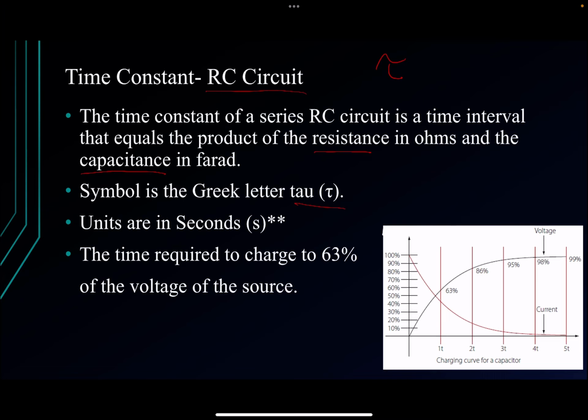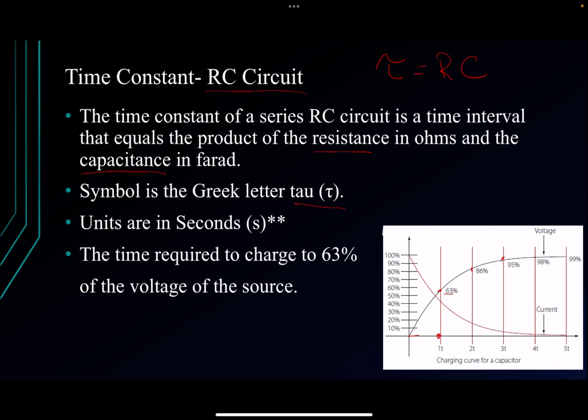But our time constant is equal to RC. I have this on another slide with all equations, but that is what our time constant is. And so you can see on this graph down here that after we go to one time constant, our voltage is increased to 63% across the capacitor. After two time constants, it is 86% and so on and so on.